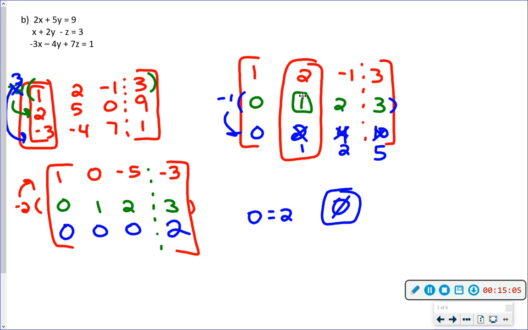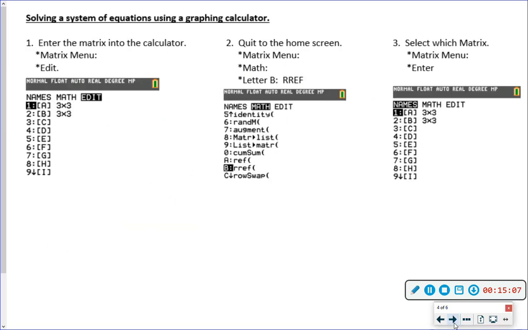All right, flip it over. Calculator time, my friends. So there is a problem on there for you. I'm going to actually show you how to do the first one in your calculator here. So I'm going to flip back and forth.